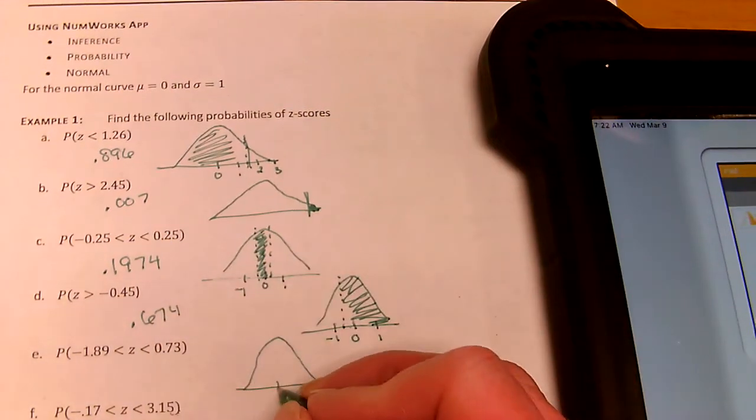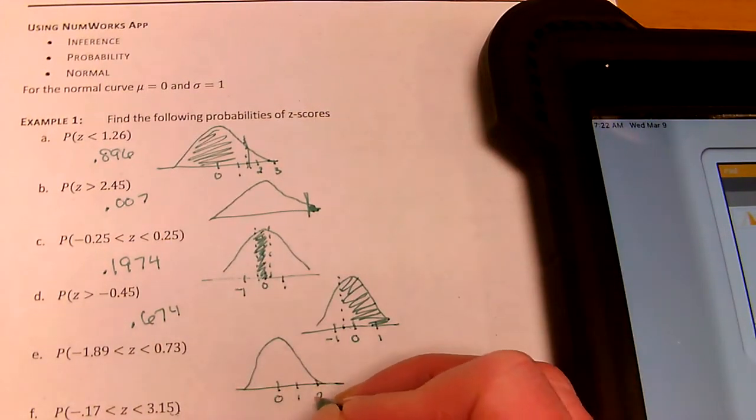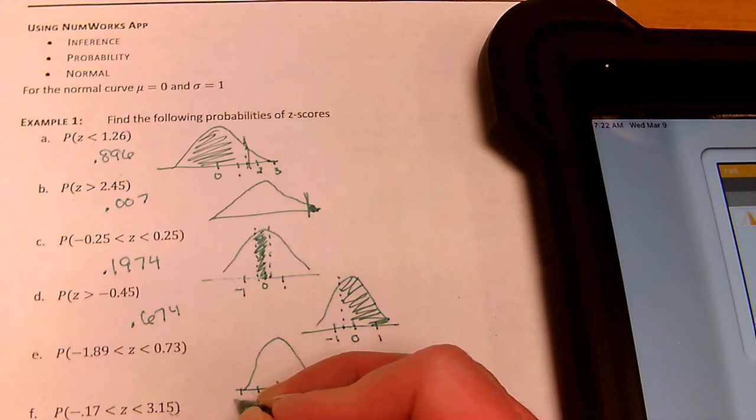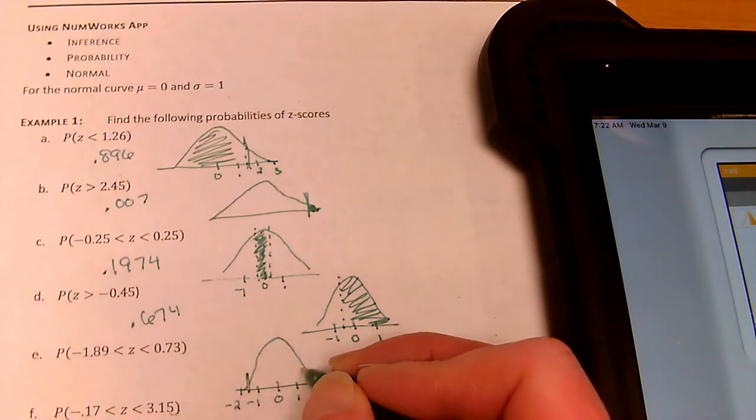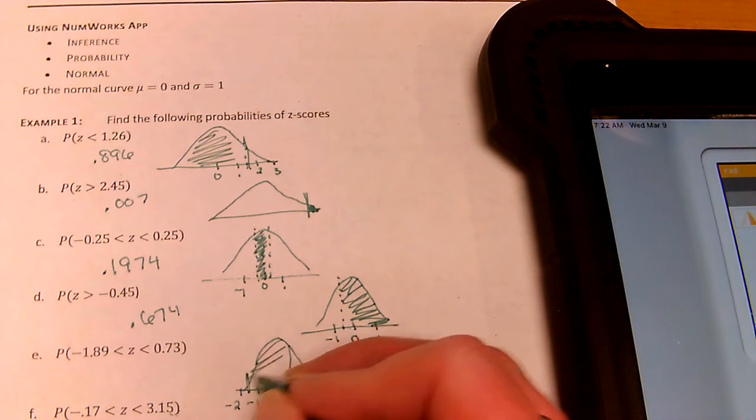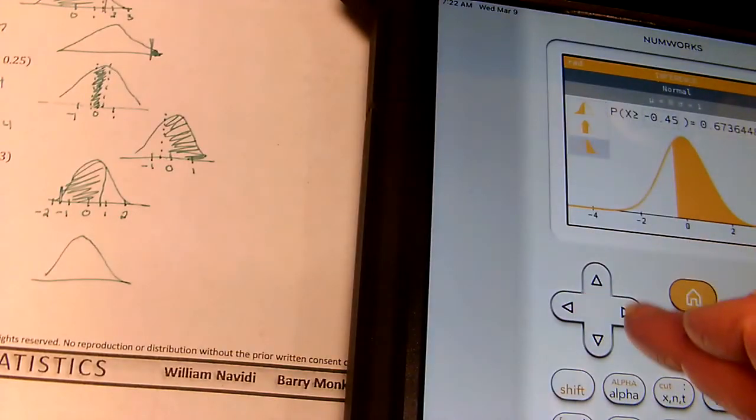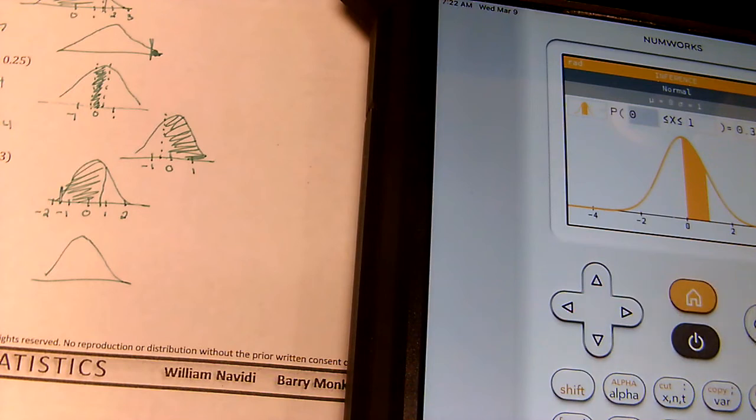Okay, so 0, 1, 2, negative 1. My pictures are not great. Negative 1.89 would be over here. 0.73 would be here. So this one's going to be shaded kind of like that. 0.738.